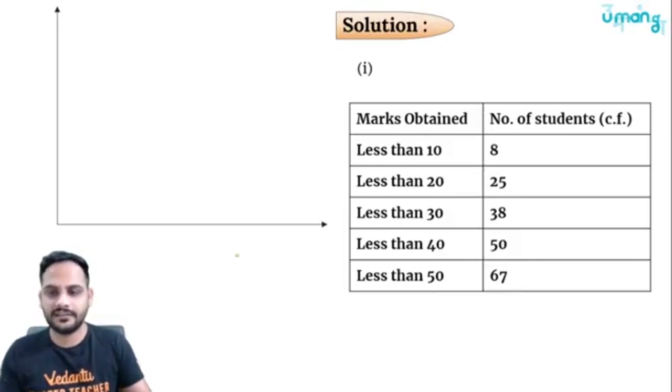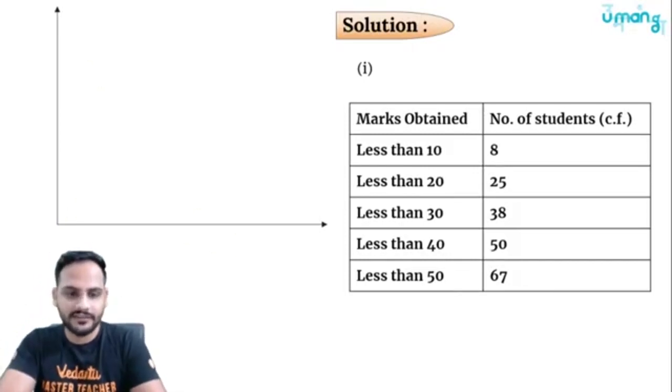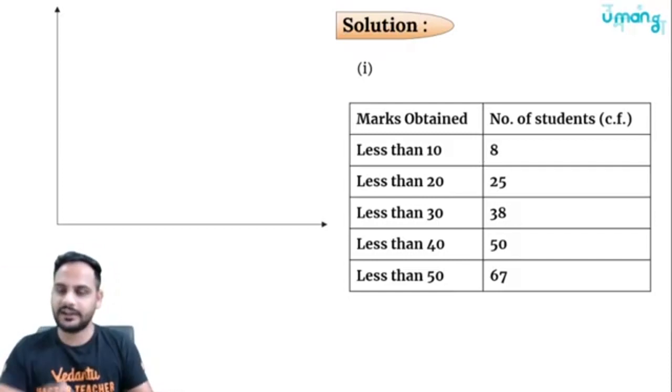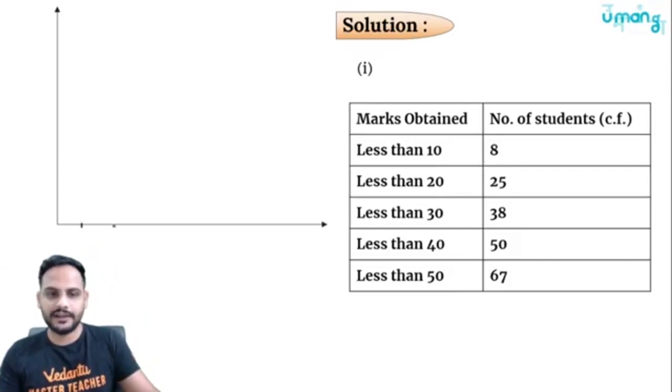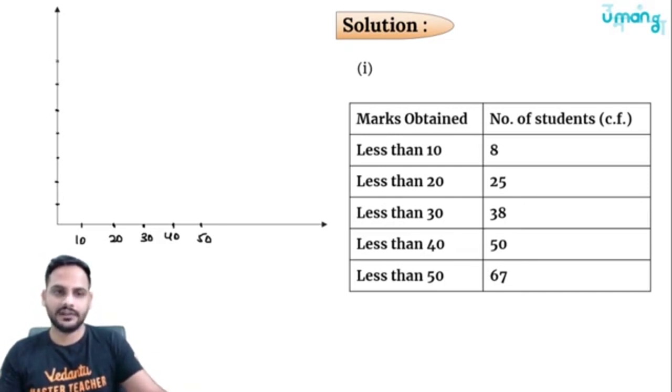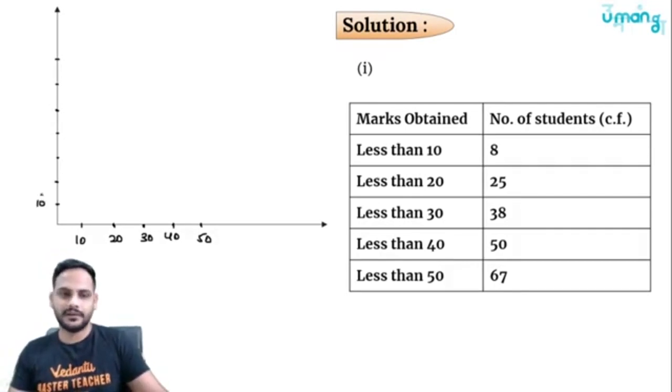So take the x-axis and y-axis over here. On the x-axis I can take 1 centimeter as 10 units, so 10, 20, 30, 40, 50. And similarly here we need to go up to 67, so 10, 20, 30, 40, 50, 60 and 70.